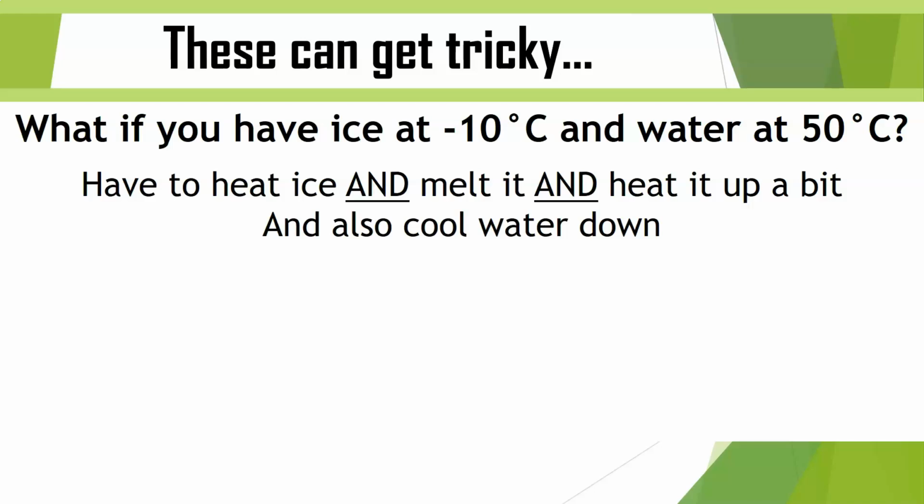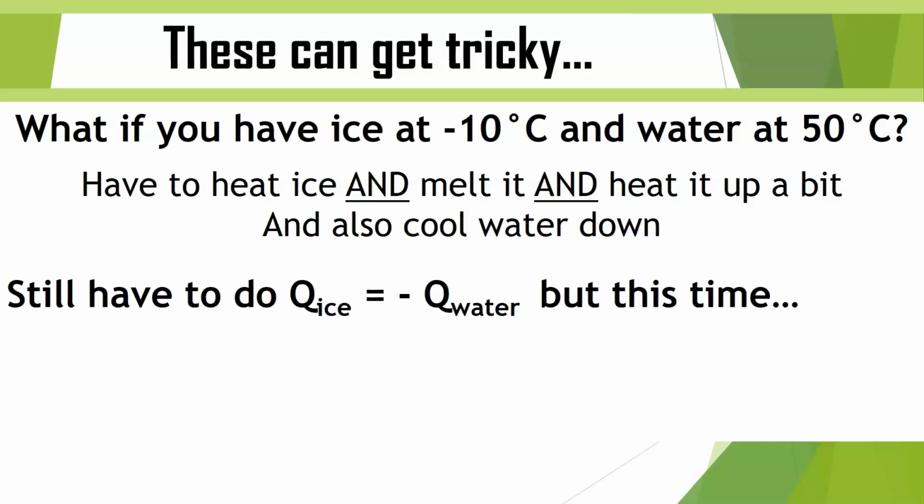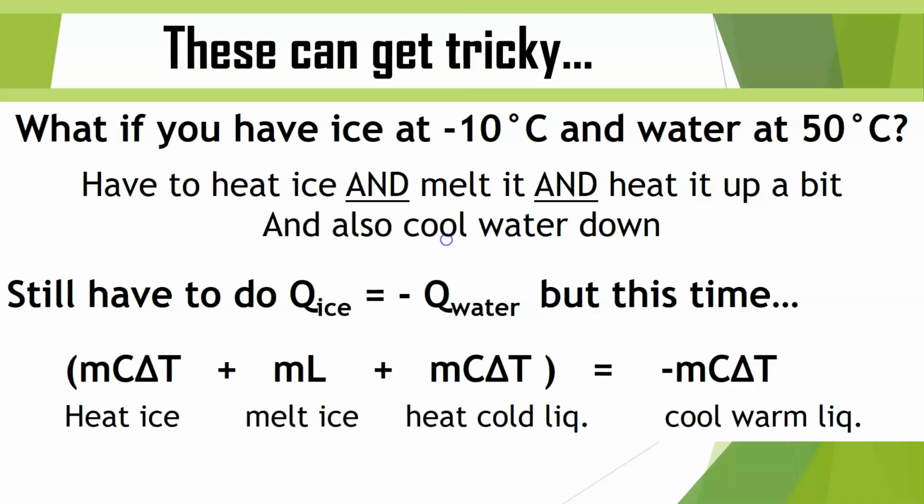So we're still going to be doing Q is negative Q, but the ice portion, we have to do an MCAT to heat it up to 0. We have to do an ML to melt it, and then we have to do an MCAT to heat it up. The warmer water section, we just have to do an MCAT to cool it down. So instead of MCAT equals negative MCAT, it's one side is MCAT plus ML plus MCAT equals negative MCAT.